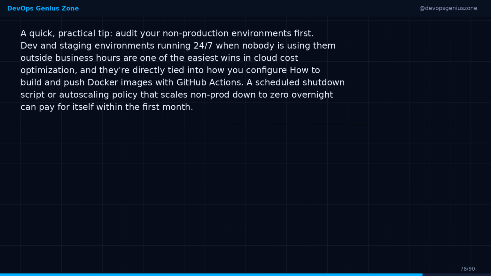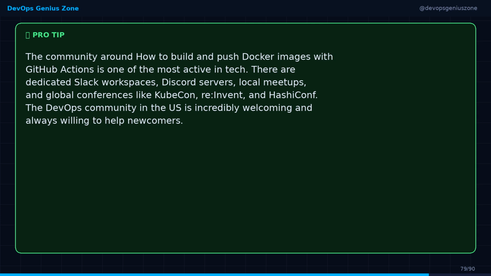A quick, practical tip: audit your non-production environments first. Dev and staging environments running 24/7 when nobody is using them outside business hours are one of the easiest wins in cloud cost optimization, and they're directly tied into how you configure how to build and push Docker images with GitHub Actions. A scheduled shutdown script or autoscaling policy that scales non-prod down to zero overnight can pay for itself within the first month.